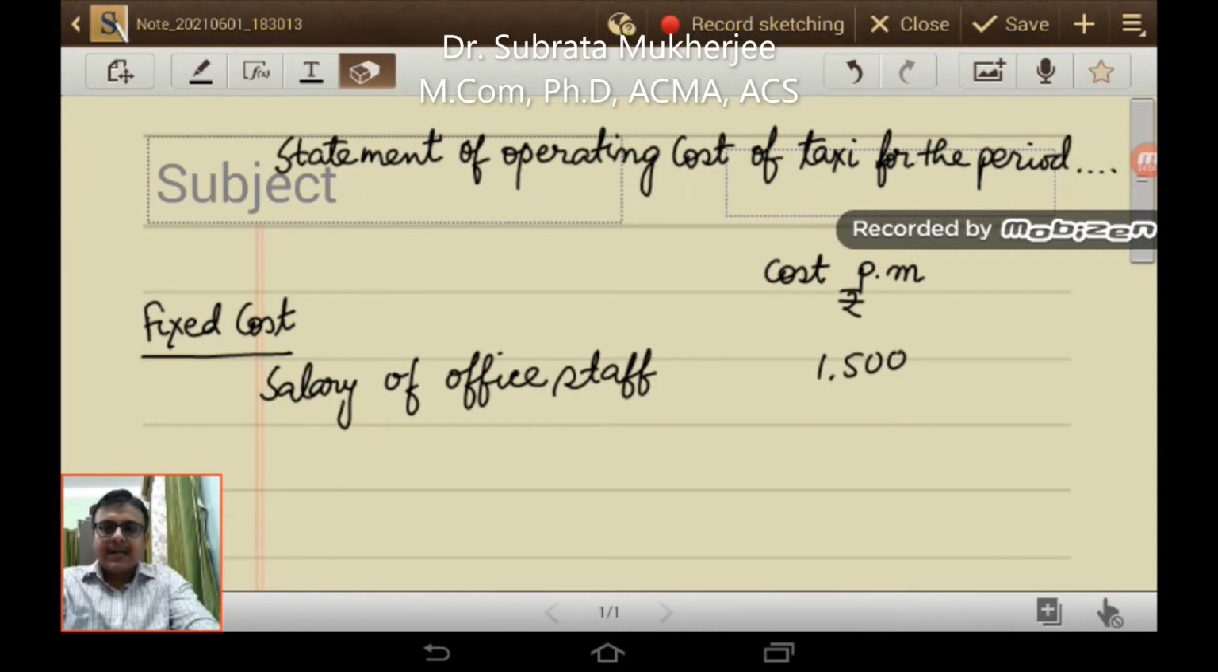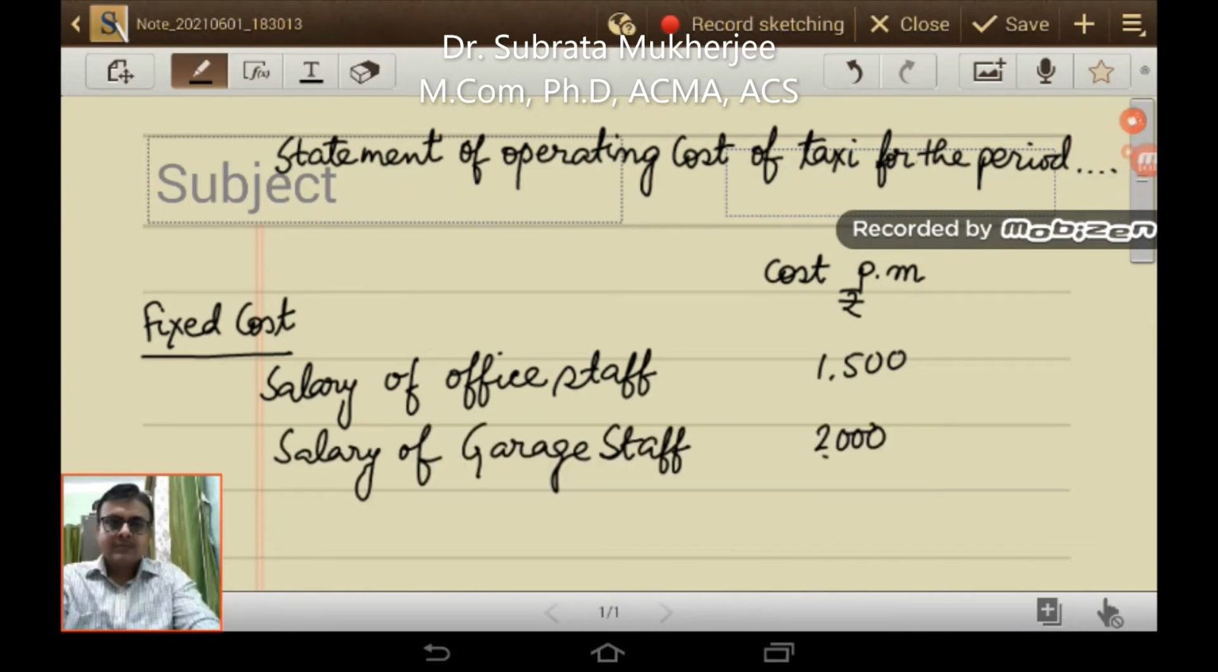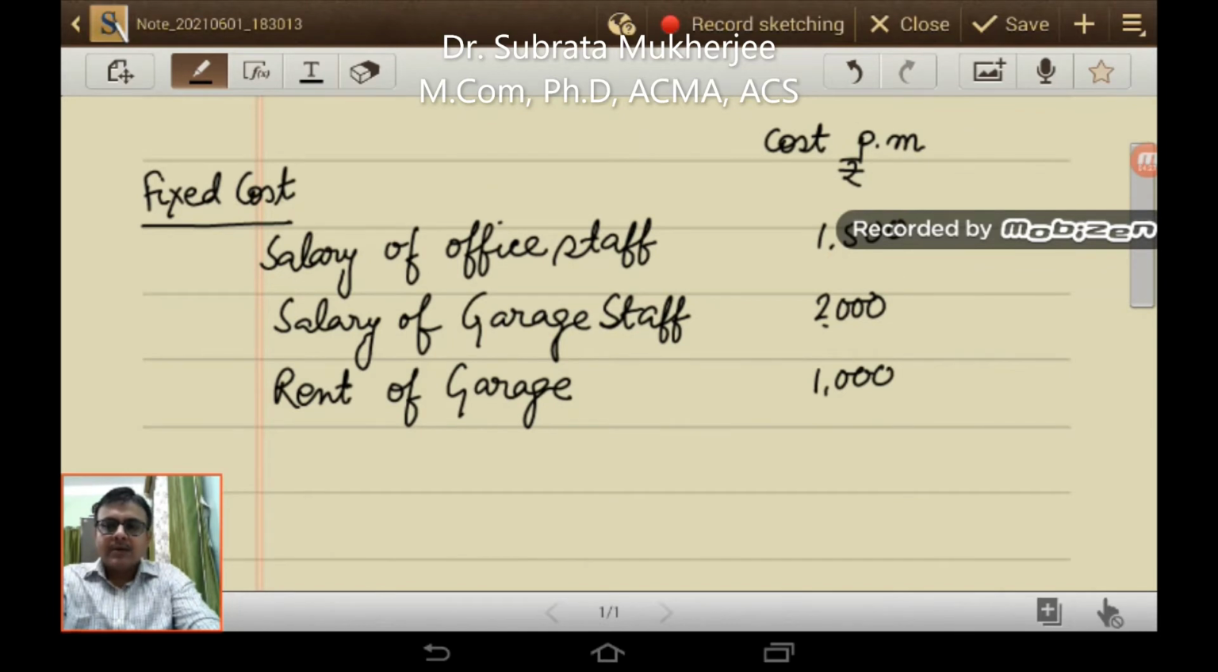Next item is salary of office staff, 1,500 per month. This item I have kept under fixed cost. Next item is salary of garage staff, 2,000 per month. Salary of garage staff is also fixed cost. Next is rent of garage, rupees 1,000 per month. This is also fixed cost.